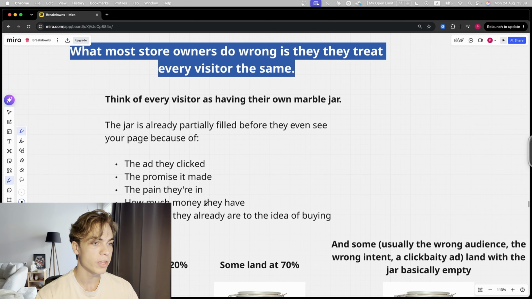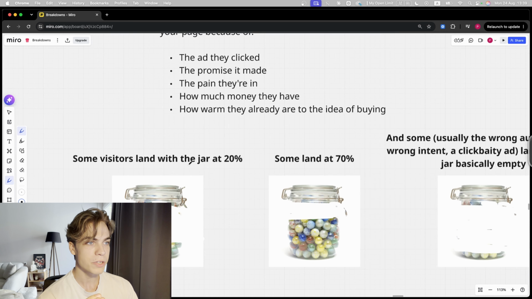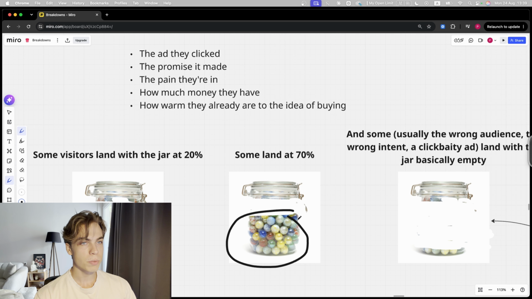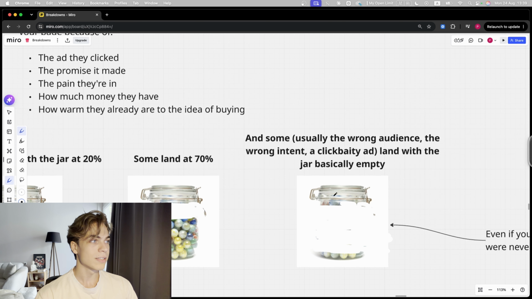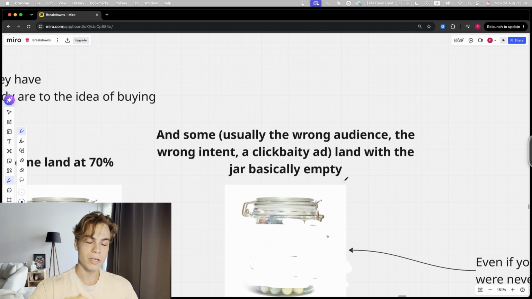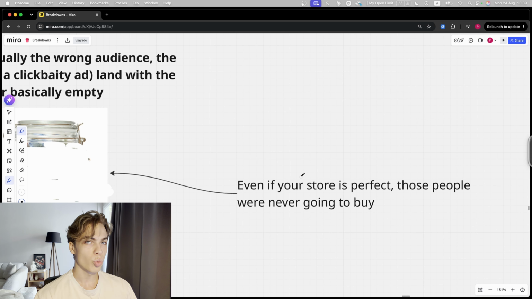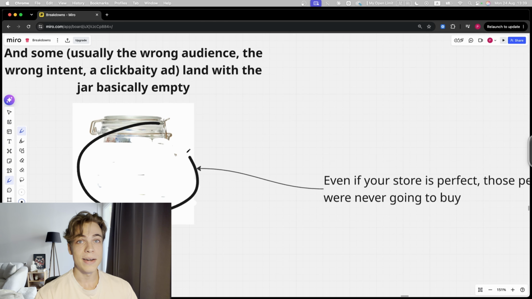how much money they have, how warm they already are to the idea of actually buying, right? So, for example, some visitors are going to land with only 20% of the jar filled up, some are going to land with 70% of the jar filled up, and some, this is the wrong audience. Maybe there's wrong intent, so a mismatch between the ad and the page. Maybe you've created a clickbaity ad, and all of these people land with the jar basically empty, right? And even if your store is perfect, these people are never going to buy.